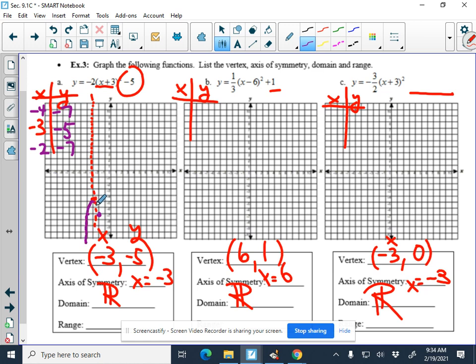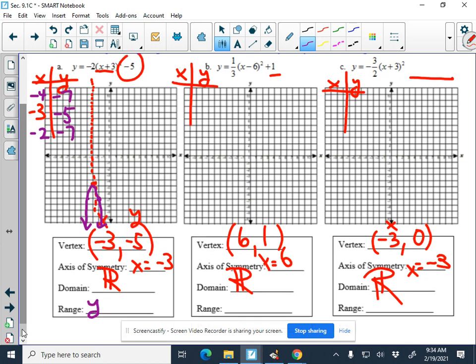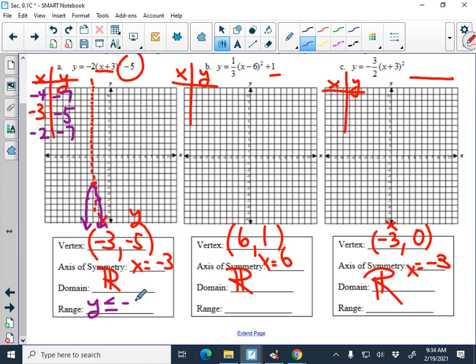Because now I can do this. I can put my graph, and I know it opens down. So my range deals with y. It deals with the -5. Y is less than or equal to -5 because it goes down.